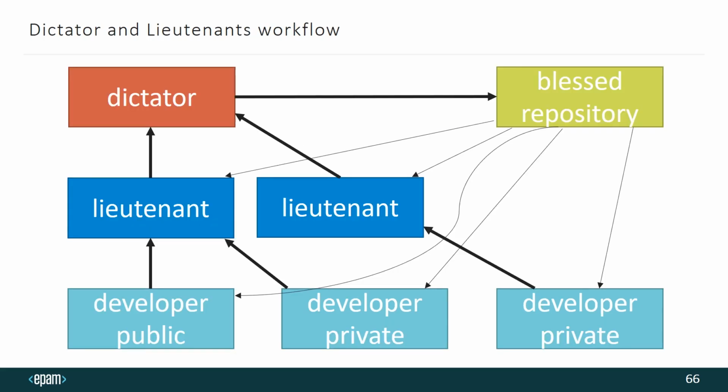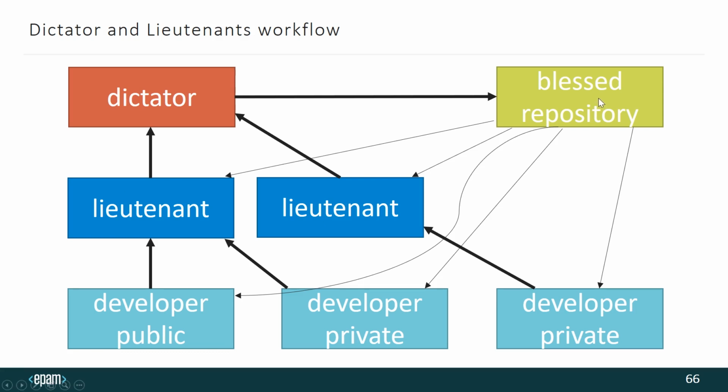And the next strategy is very similar. It's called dictator and lieutenants. I don't know that many projects where this strategy is being used, but one of them is the Linux core, meaning the Linux kernel uses this workflow. So what's special about this approach? It's something similar to the integration manager, except there are several integration managers and they all work at different levels.